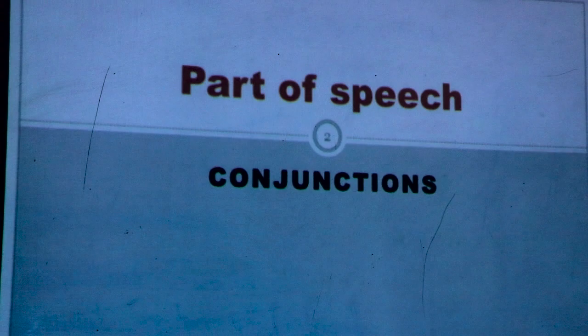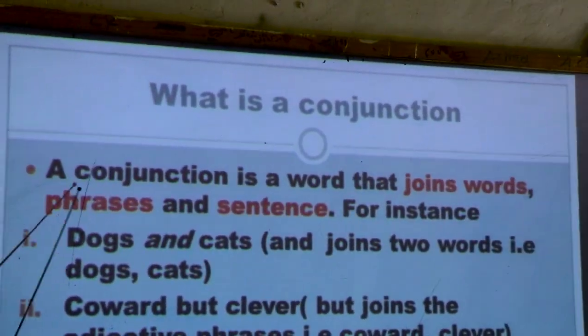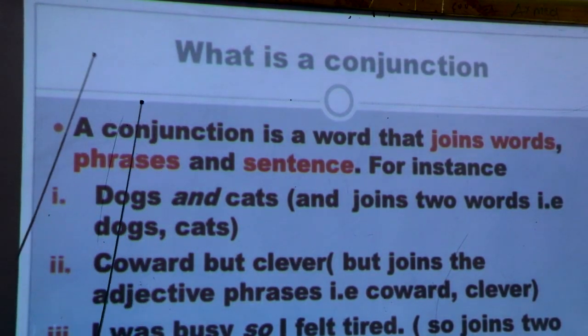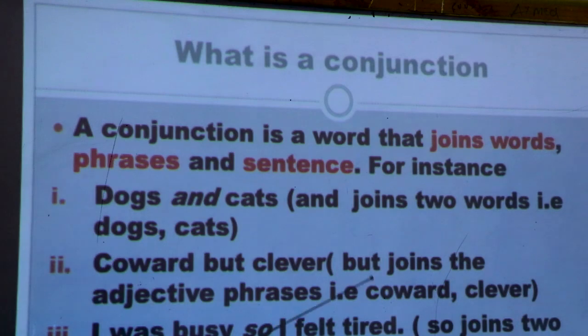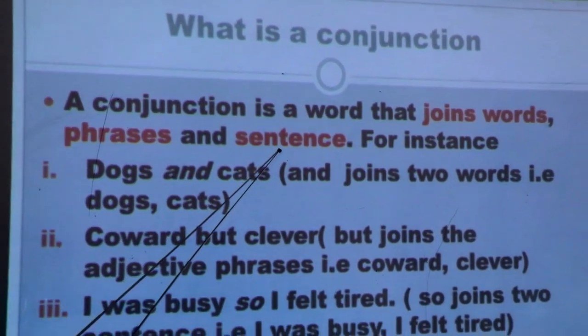So today's lesson, part of speech, conjunctions. We want to talk about the meaning of conjunction. What is a conjunction? A conjunction is a word that joins. You have to underline and write this the same way you wrote the previous one on the adjectives. Today you're going to write the conjunctions. So a conjunction is a word that joins words, phrases, and sentences.